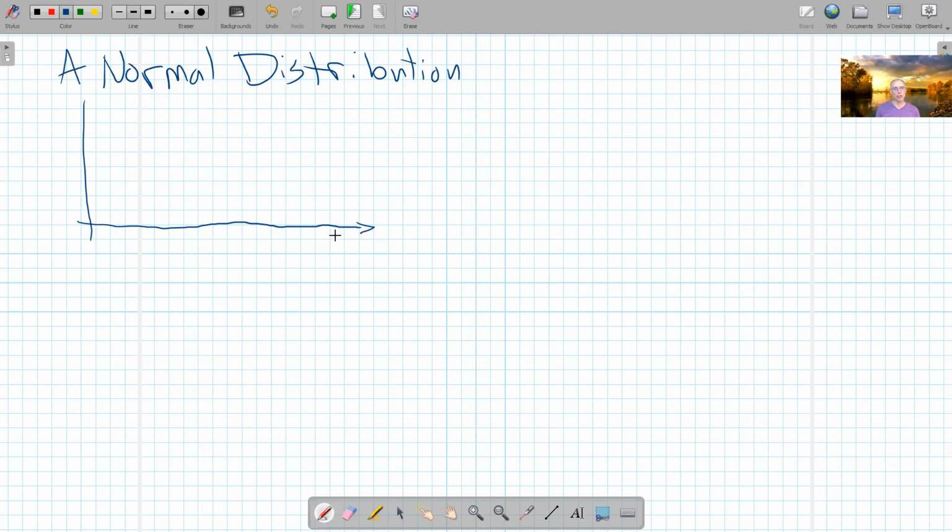So it could be I graph some data like heights of adults. And what I'm going to find is that, on average, maybe adult males are around 69 inches tall. So I'm going to find most males are around that range. And then as I head out, these stacks decrease, maybe something like that. And it's going to be roughly the same on the other side.